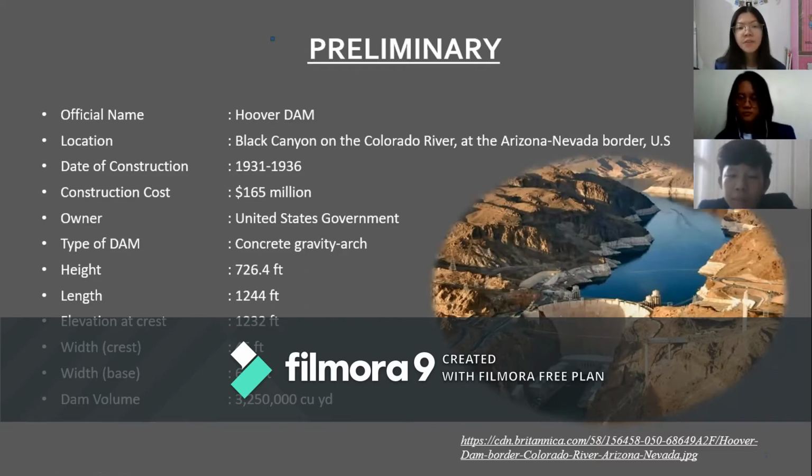The height of Hoover Dam is 726.4 feet, the length is 1,244 feet, the elevation at crest is 1,232 feet, the width for crest is 45 feet, the width for the base is 660 feet, and the volume is 3,250,000 cubic yards.